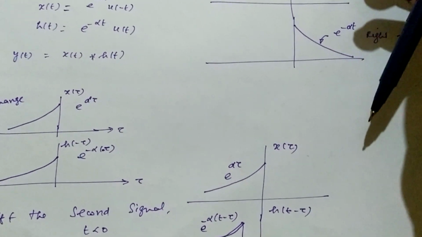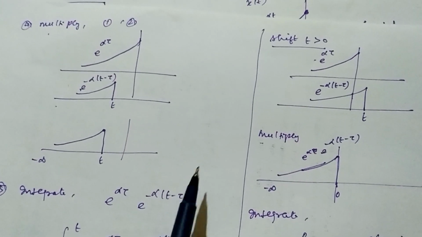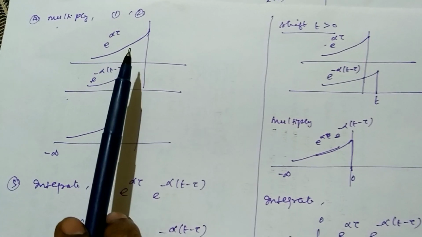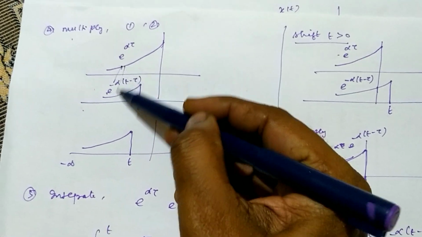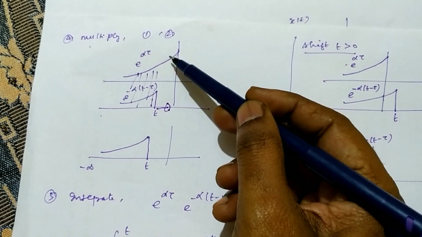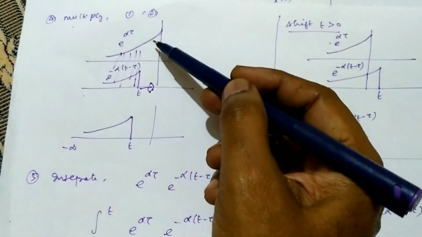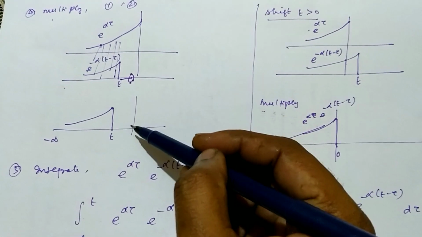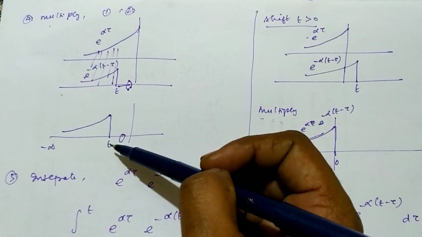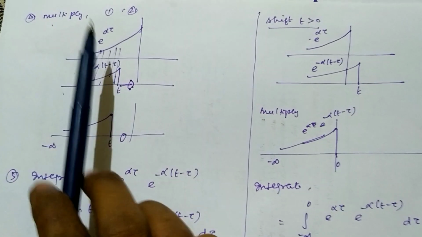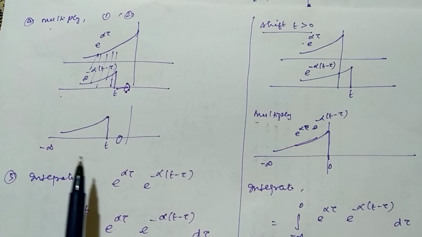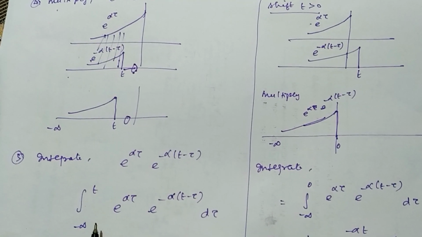So the fourth operation is multiply the first signal and the second signal. When we multiply these, in this entire area we have the signal. After this there is no signal, and 0 multiplied by anything again becomes 0. Therefore the signal is present from minus infinity to t. After multiplying, the result is available from minus infinity to t.